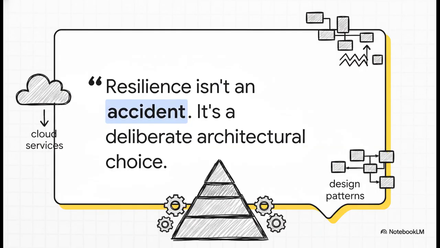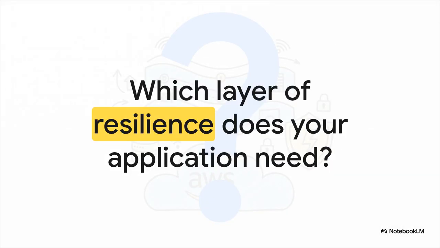And if there's one thing to take away from all of this, it's that resilience, well, it doesn't just happen. It's not an accident. Building an application that can withstand failure is a series of deliberate choices you make as an architect. Every service you pick, every pattern you implement, it's a conscious decision that moves you further up this pyramid. So, as we wrap this up, I want to leave you with this question.